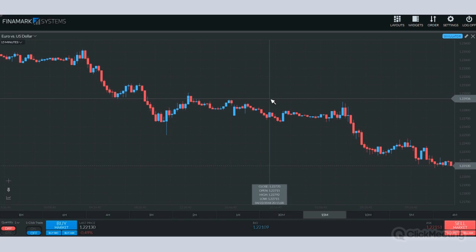However, there are other levels that traders might use as well, but we're going to talk about these before we get a little bit too deep down the rabbit hole.